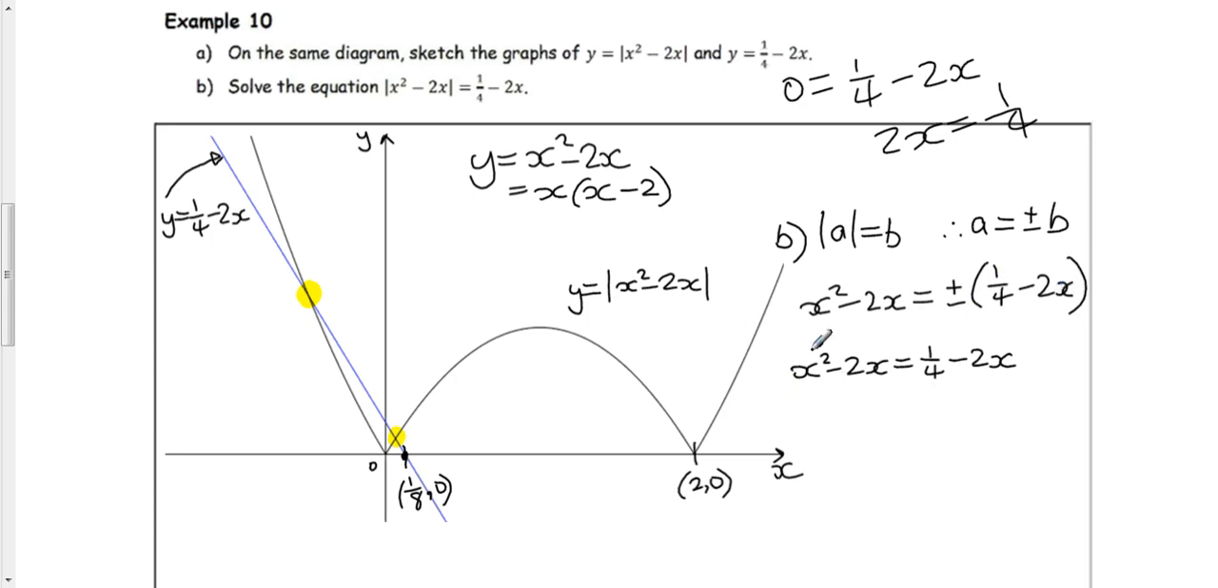Let's solve this one first. Now I can add 2x to both sides. That leaves me with x squared equals a quarter. And then square rooting both sides, I get x is plus or minus a half.